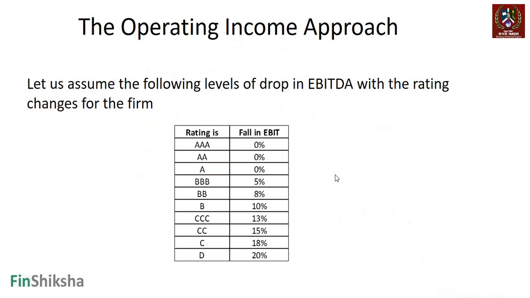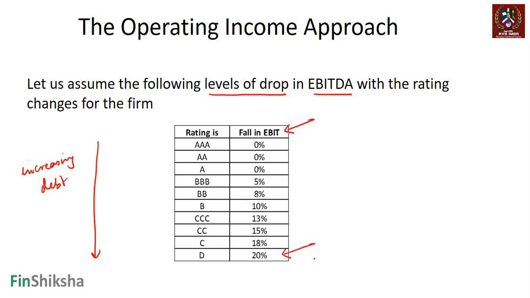We'll need a few things though. So under the operating income approach, the first thing we'll have to figure out is what is the level of drop in EBITDA or EBIT with the changes in the rating for the firm, right? So we are saying as the firm keeps increasing the debt, as you keep increasing debt, your rating falls. As the rating falls, EBIT of the firm also falls by this amount. So when we say that the rating has gone to D, we are saying EBIT will fall by 20%.